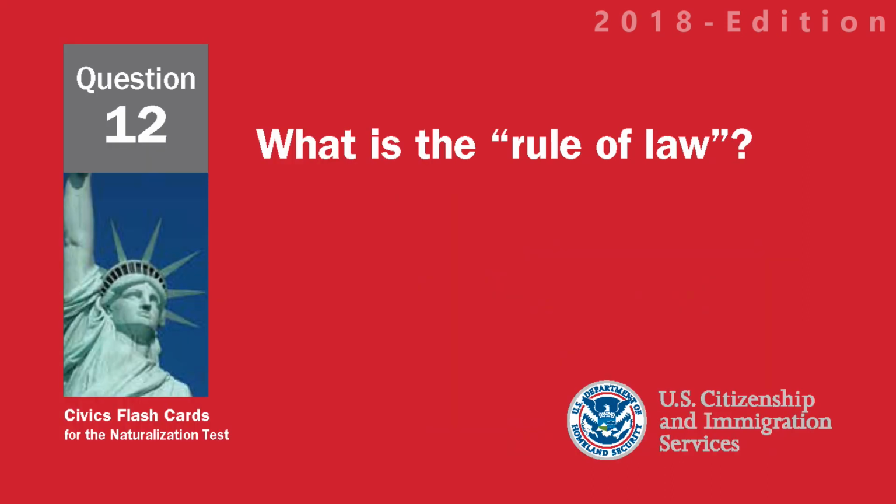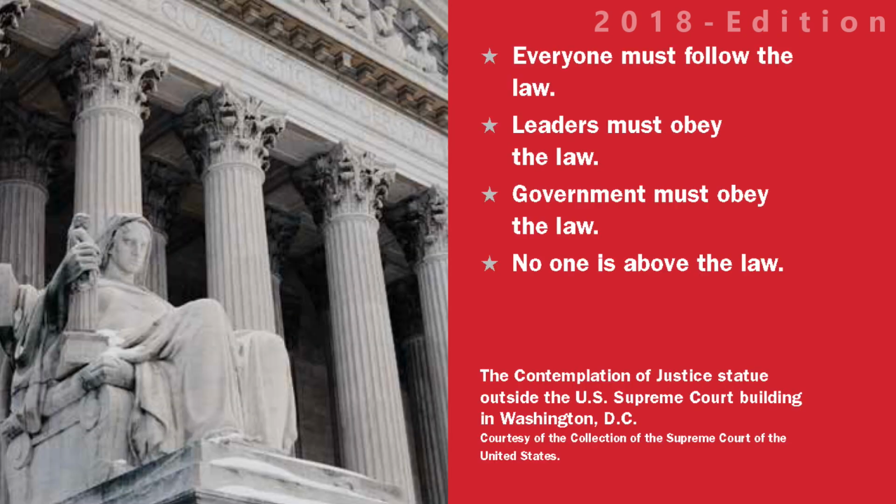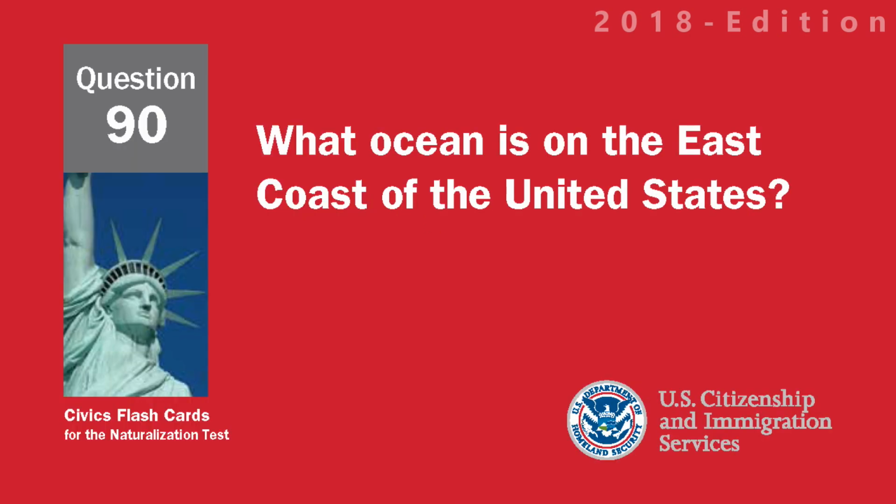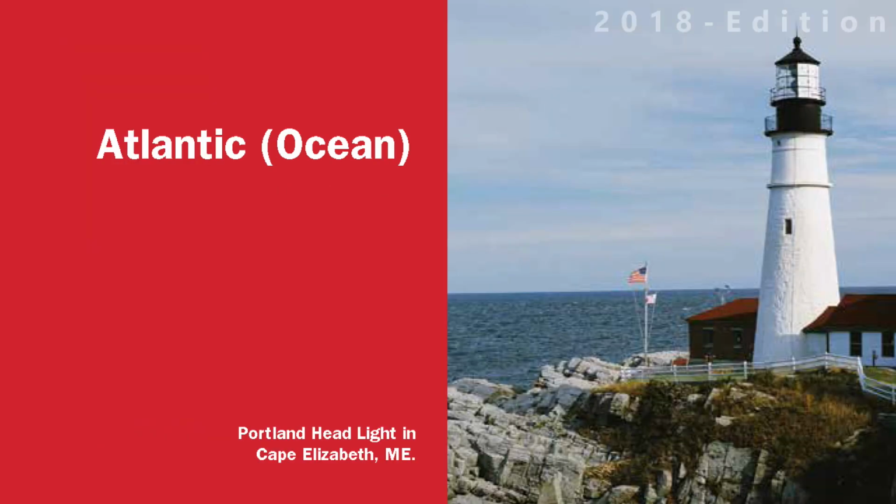What is the rule of law? Everyone must follow the law. Leaders must obey the law. Government must obey the law. No one is above the law. What ocean is on the east coast of the United States? Atlantic Ocean.